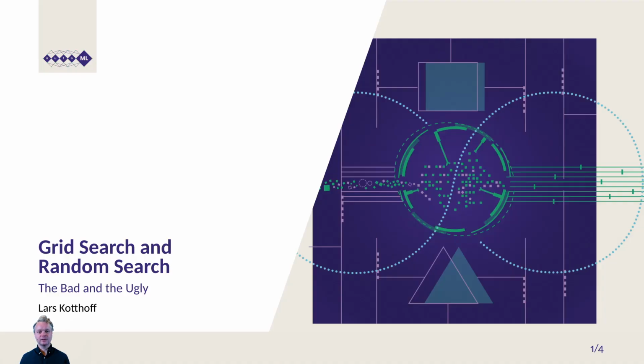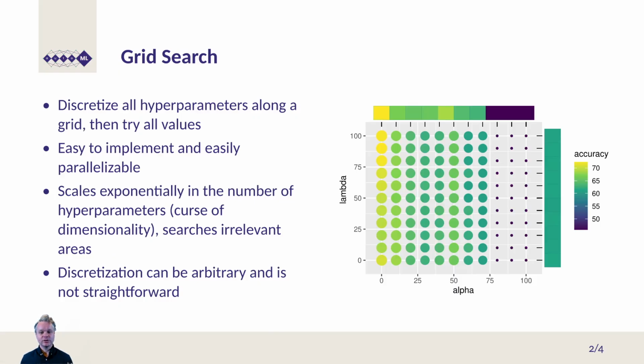I'm Lars Kotov, and in this video we will talk about perhaps the simplest approaches to hyperparameter optimization, namely grid search and random search. In grid search, we simply take all the hyperparameters that we have, the entire configuration space, and we discretize it along a grid, and then we try all the different values. This is obviously easy to implement and easily parallelizable. The evaluations are completely independent.